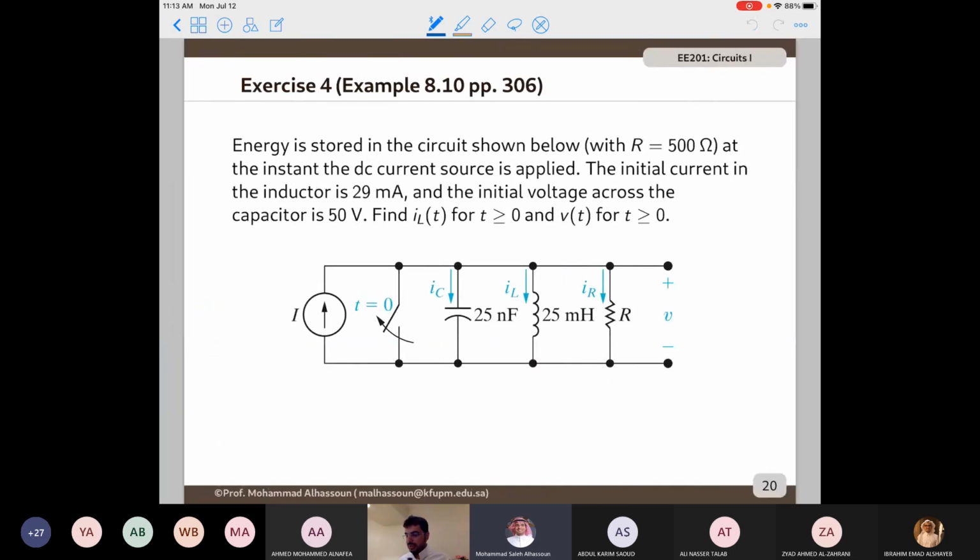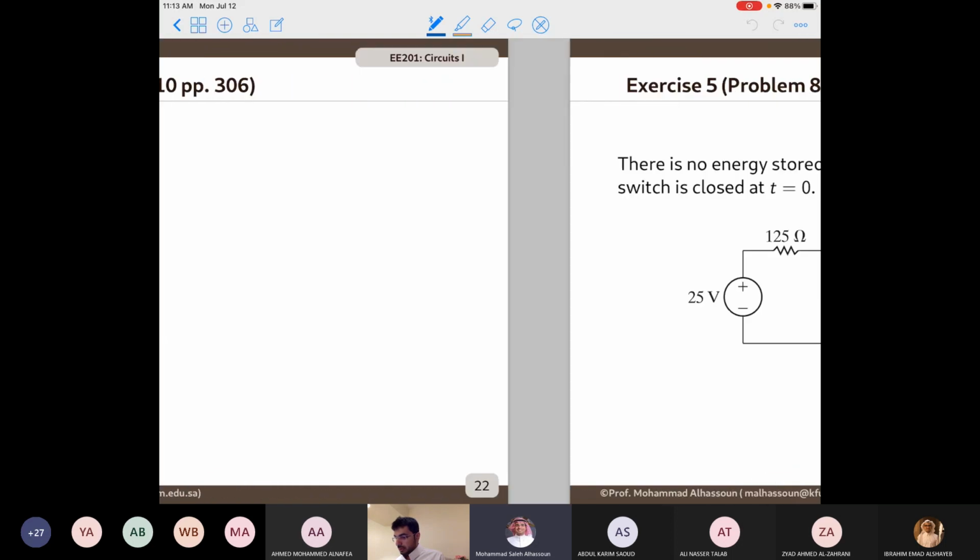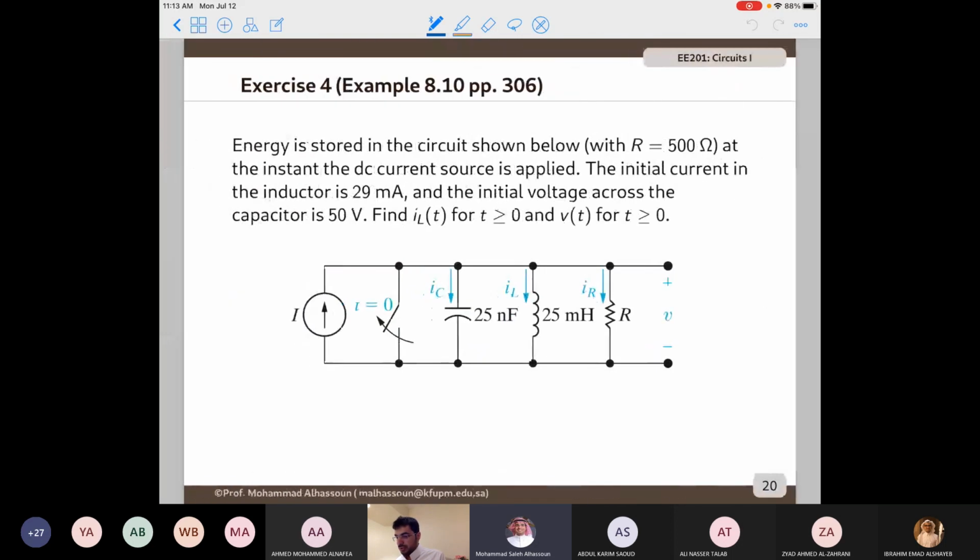So let's solve this exercise. I think we have two more exercises on this topic. Then we'll move to the series RLC circuit. In this circuit, this is somehow similar to the circuit before, and actually this is the underdamped, and this is the critically damped circuit.